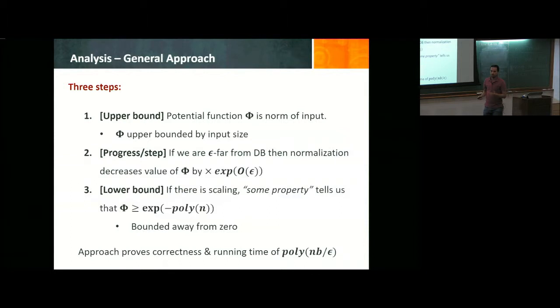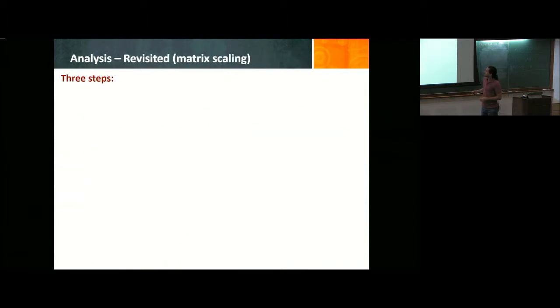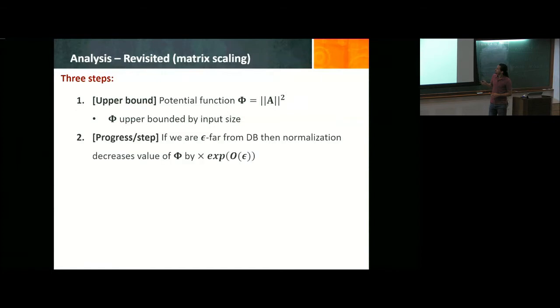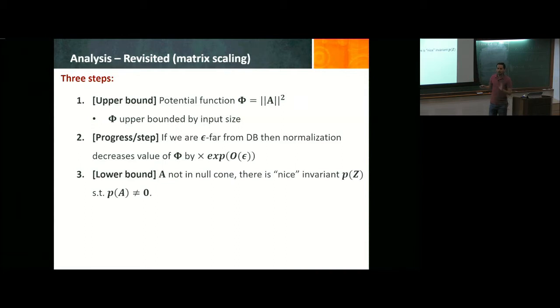Okay, so let's see how this works for matrix scaling, and how invariants come into the picture. For matrix scaling, the potential function is the norm of my matrix. I'm not going to show this to you, but it is really easy. It is just AM-GM. If we're epsilon far from doubly balanced, then my scaling decreases the value of my norm by this constant.